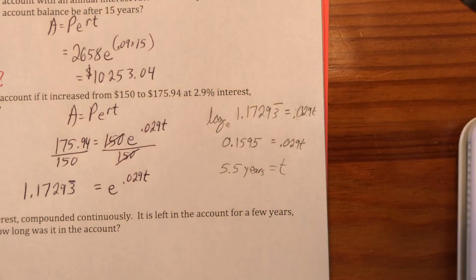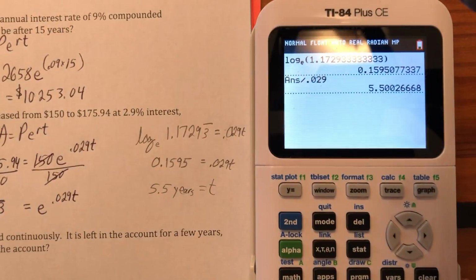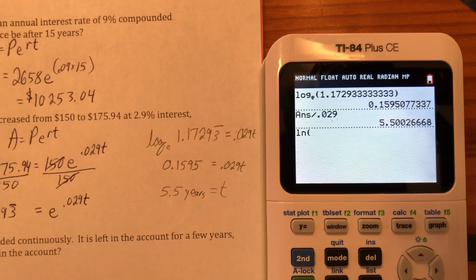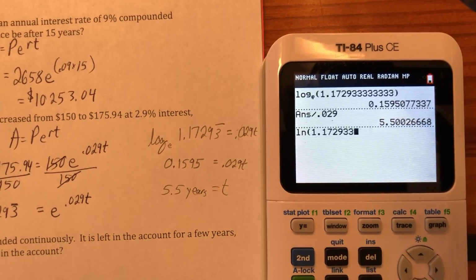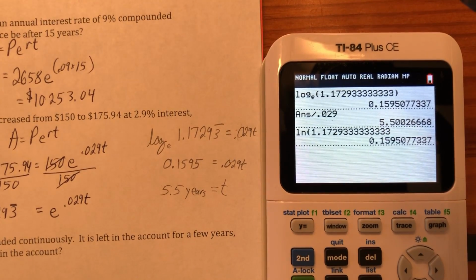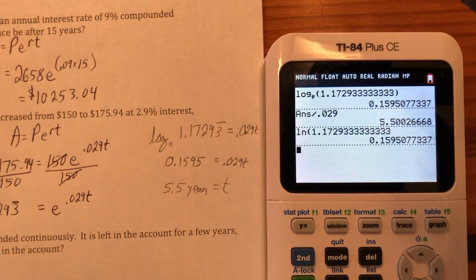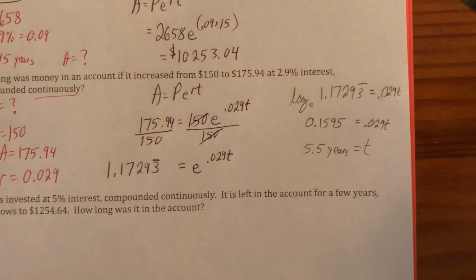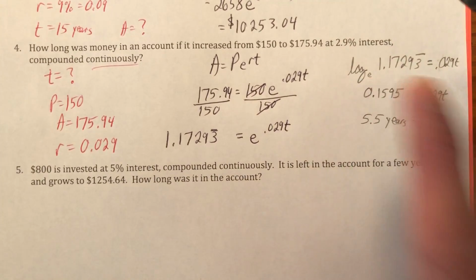So instead of typing all this mess, I could have simply typed, and check this out, LN 1.17293, get the same thing. Just throwing that out there. So we're going to use that as our shortcut. So if my base is E, I will use a natural log.